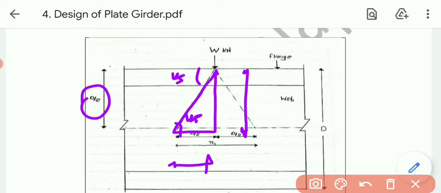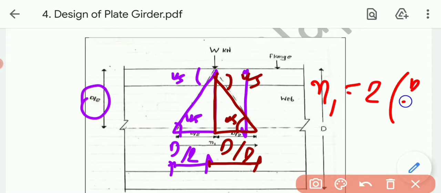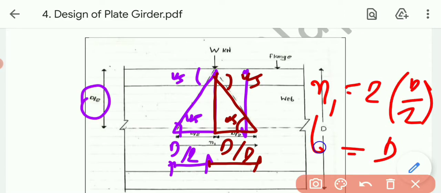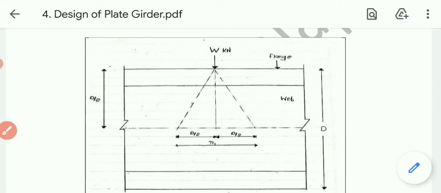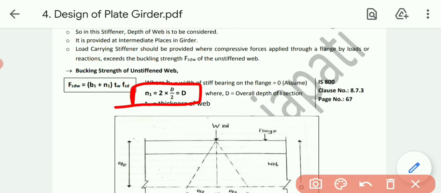So if I am concerned about this dimension, then just because of the 45 degrees, it will also be d by 2. The same criteria we need to follow in the right hand side triangle. Similarly, this one is 45 degrees, so this one will also be 45 degrees, and this will also be d by 2. So ultimately N1 equals 2 times d by 2, so ultimately it will be d. That's the criteria of N1, where d equals the overall depth of the cross section.